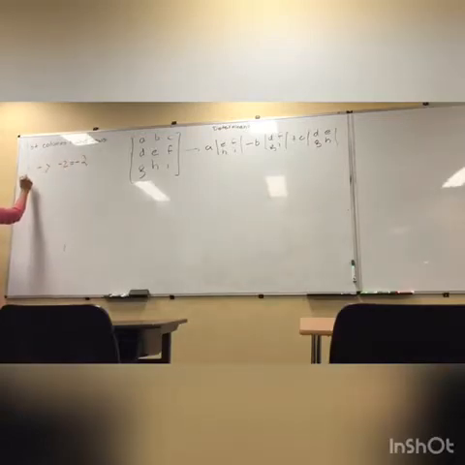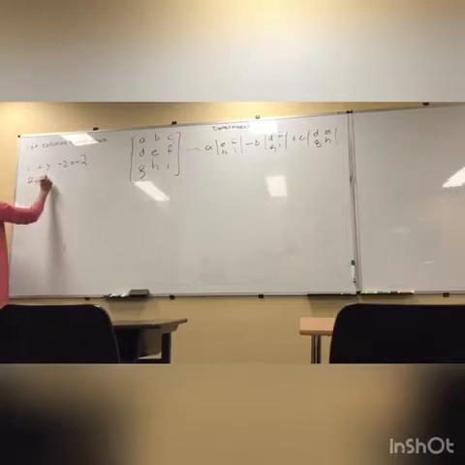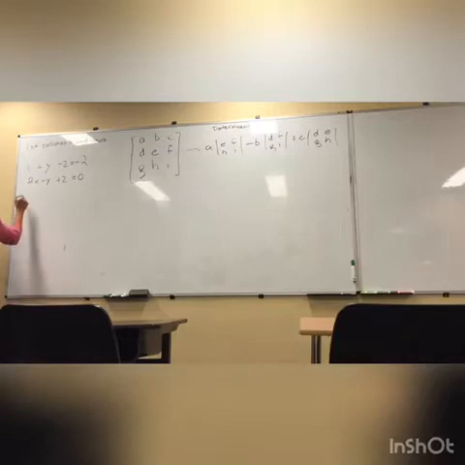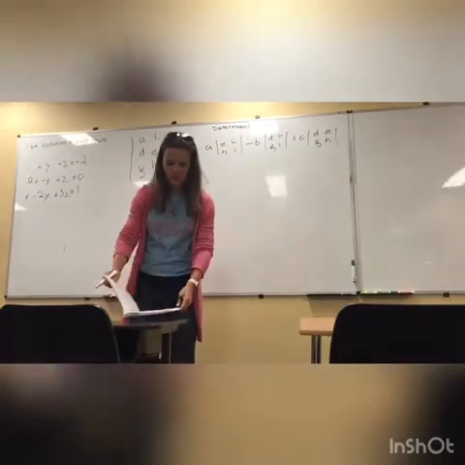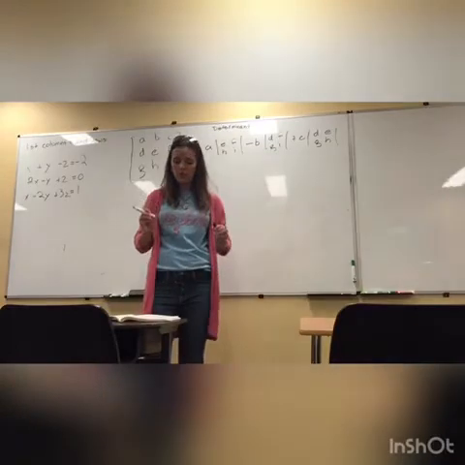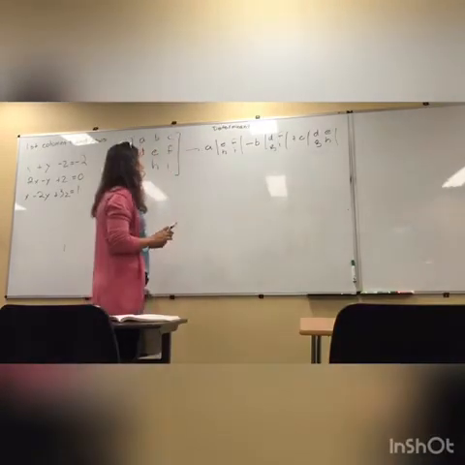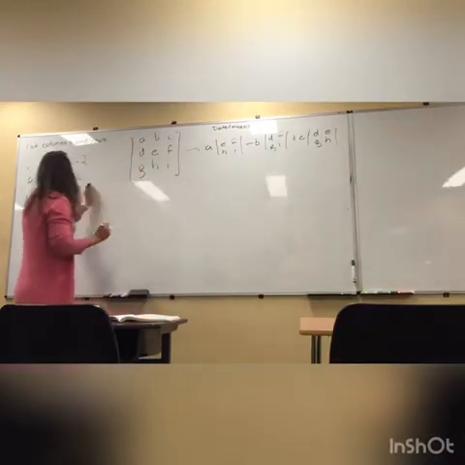And then we have 2x minus y plus z equals 0. And then we have x minus 2y plus 3z equals 1. Okay, so we have to calculate the determinant for this only to make sure that it's not 0. So let's figure it out. Let's write this down as a matrix first.